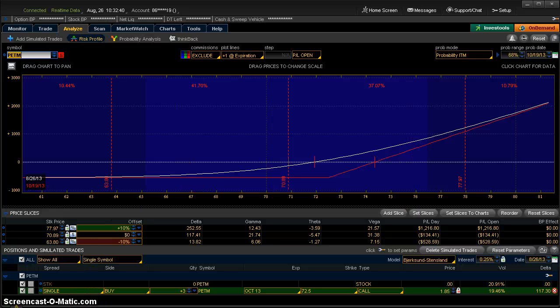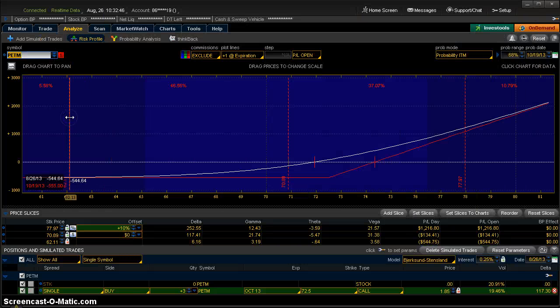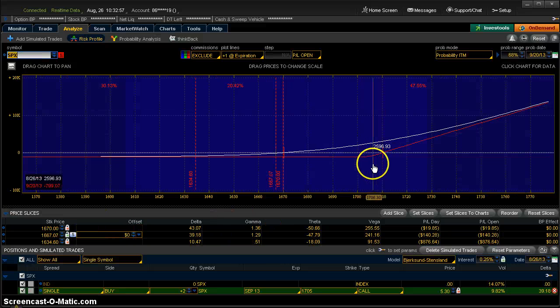So you should be able to do the rest. I'll just run through them real fast. There's the SPX 1705 call. Let's go back and put that in. There's the SPX. You can see the profitability graph on that.